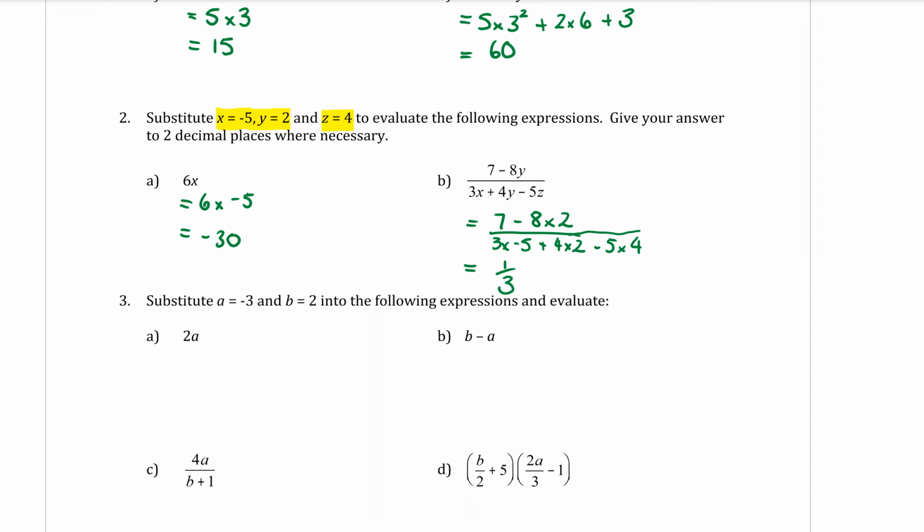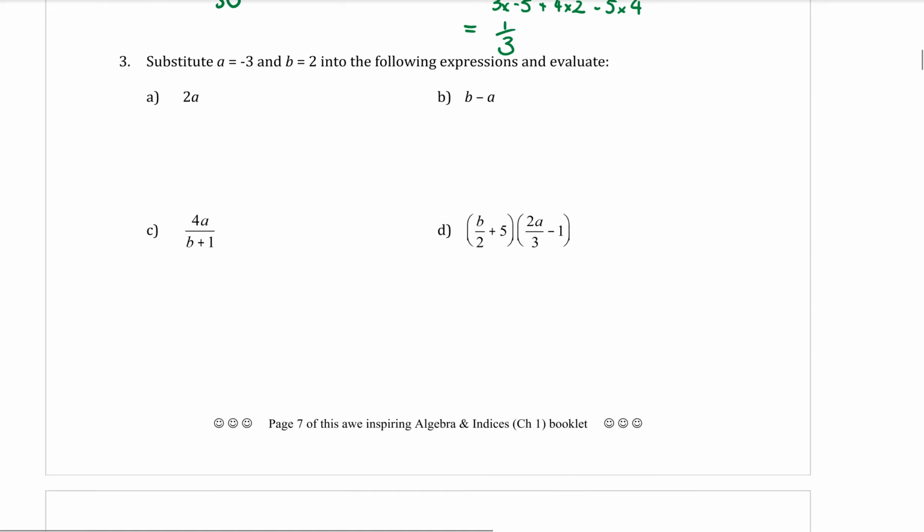Okay. More of the same. We're just practicing. We're going to get really good at this. So this time we're changing the letters. We've got A and B. A is negative 3 and B is a 2. So putting that into my first expression, 2A means 2 times by A, which is minus 3.